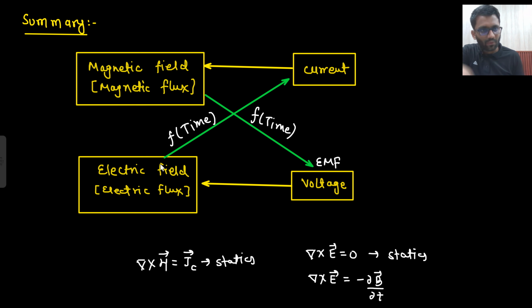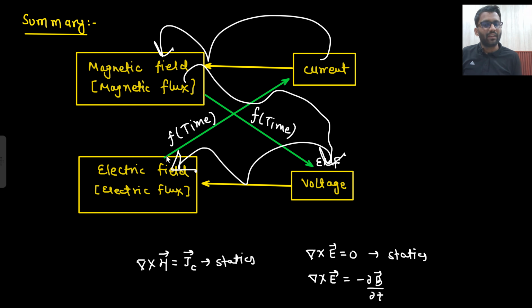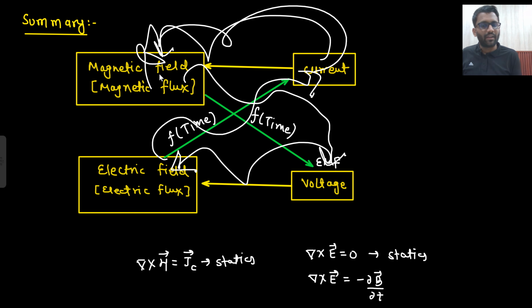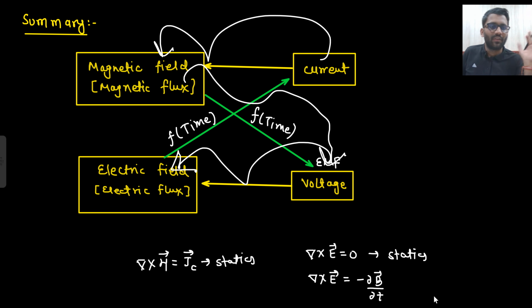If this electric field or electric flux is a function of time, then it will generate a displacement current, and that current will generate a magnetic field. Current generates a magnetic field. If magnetic field is a function of time, it will generate an EMF, and that will generate an electric field. If electric field is a function of time, then it will generate a current, and that will generate a magnetic field. It will keep on going in this manner. And welcome to EM wave. So from here, the concept of EM wave comes up.